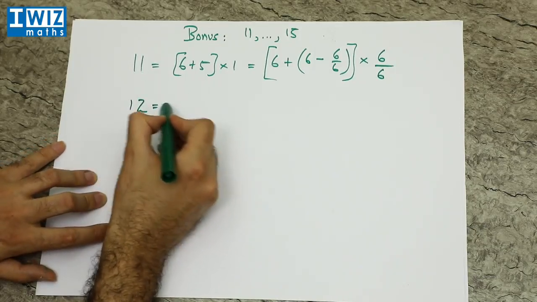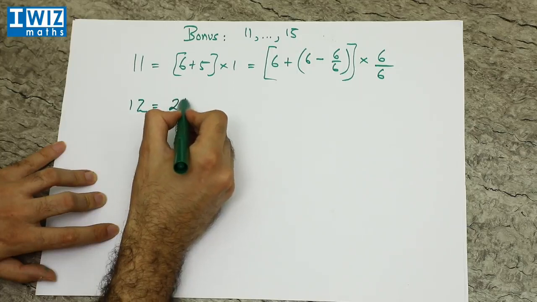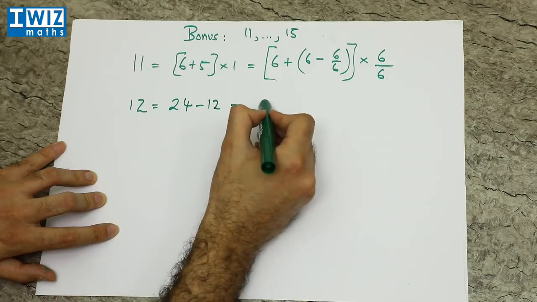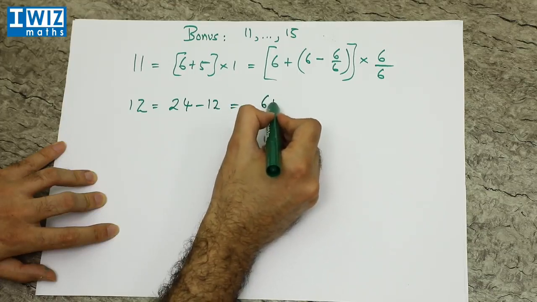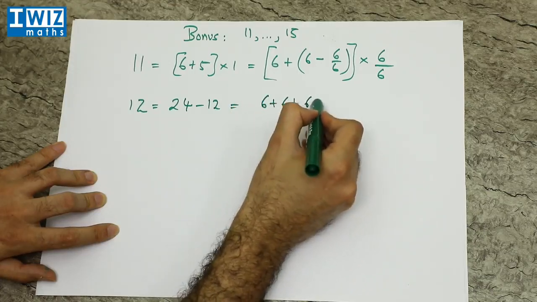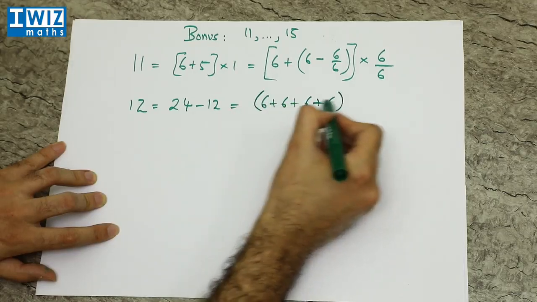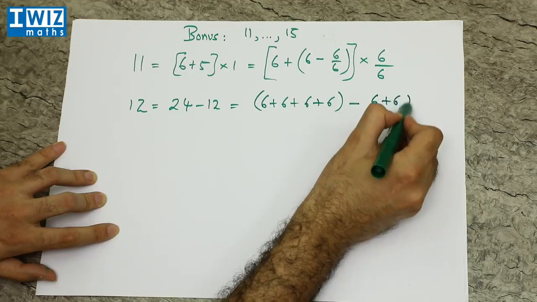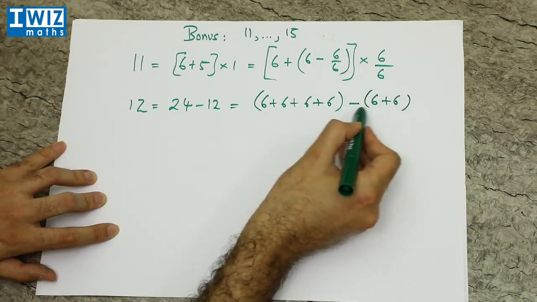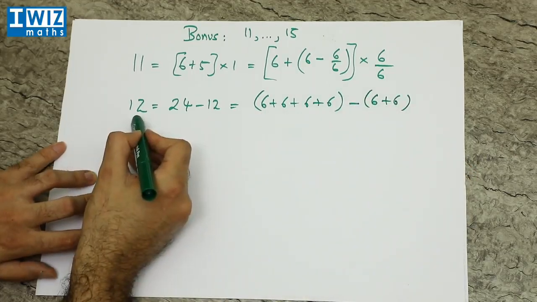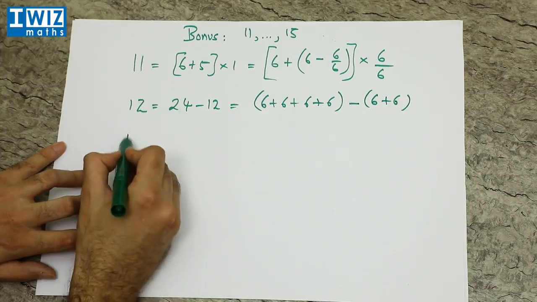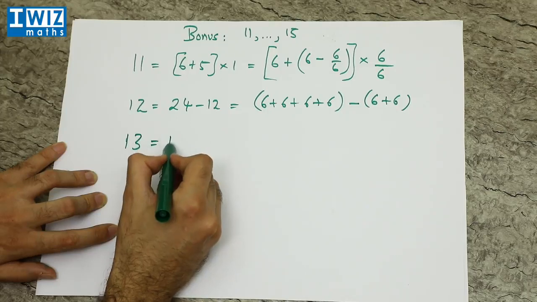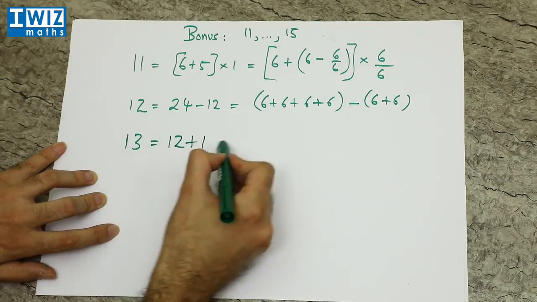12 is 24 minus 12, so that would just be simply 6 plus 6 plus 6 plus 6 minus 6 plus 6, so that's 24 minus 12, which gets us to 12. The number 13 can be seen as 12 plus 1.